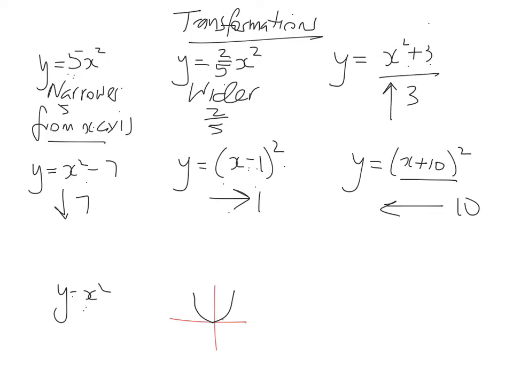So that's how all of these different types of transformations, that's the effect they have on them. We don't have to draw them every time, because the idea is that once you see it, you'll know exactly what it's doing to y equals x squared.